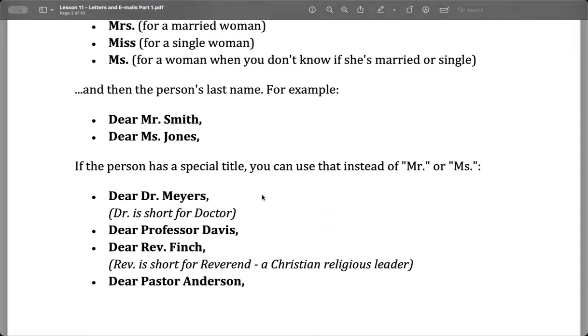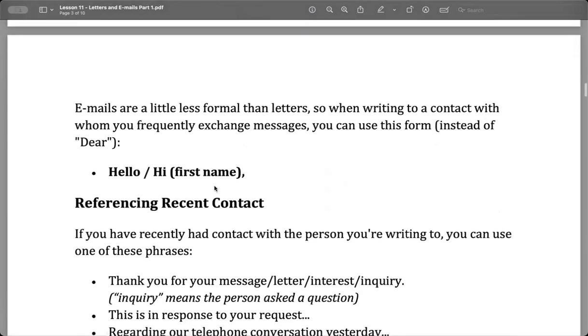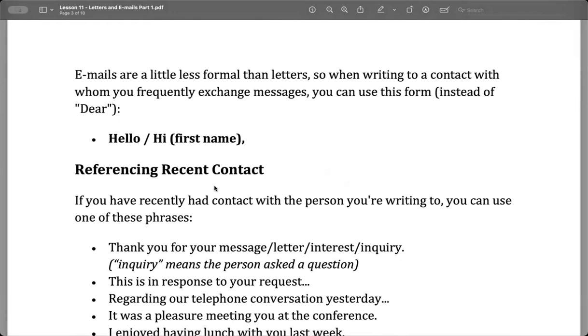Dear Dr. Mayers, Dear Professor Davis, Dear Reverend Fitch, Dear Pastor Anderson. It's just the name of the title, like the title of the person.